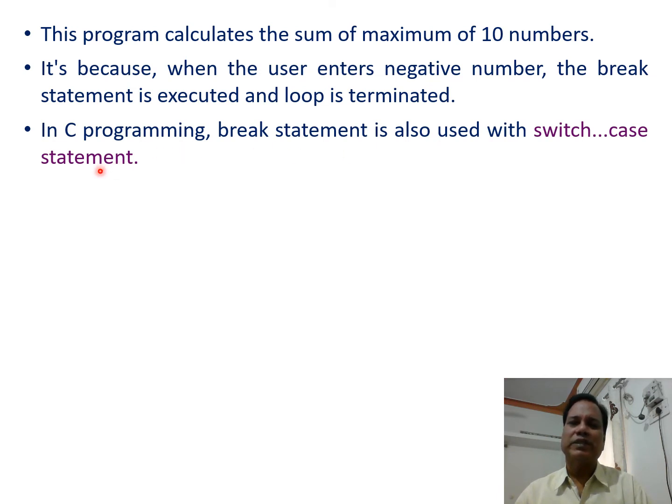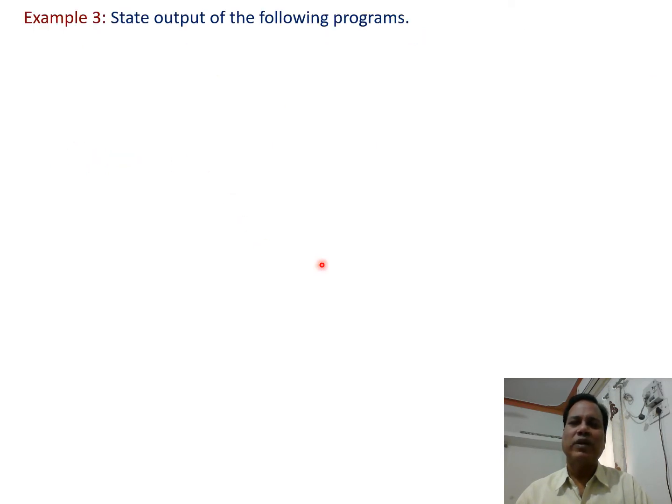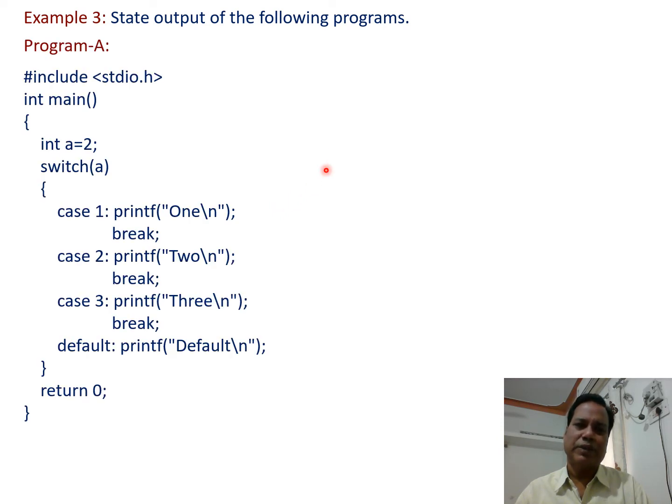So in the switch case statement, we also use the break statement. Just to understand the use of the break statement in the switch case statement, let us see this example, Program A, and try to see what would be the output of this program. Within the open and close braces of the main function, int a equal to 2. This statement declares the integer variable a and initializes it to a value of 2.